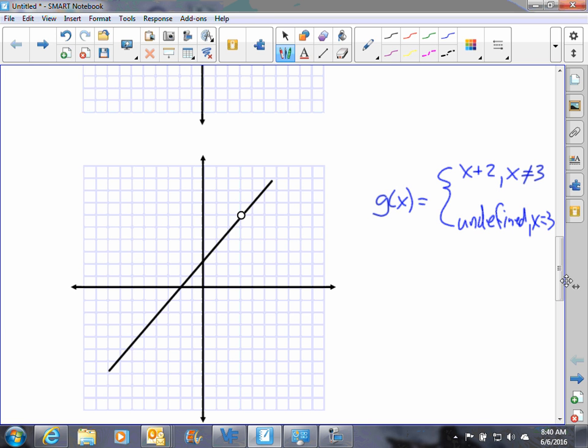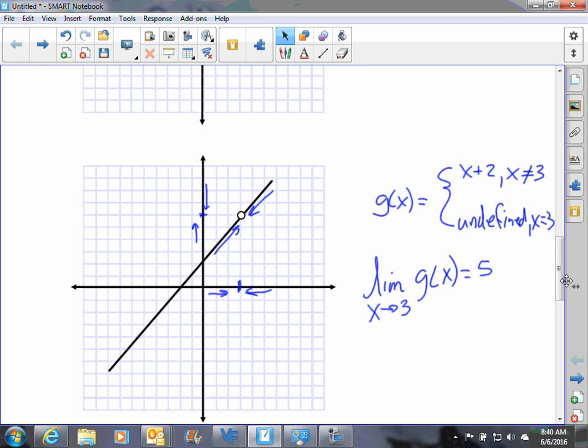Now, once again, notice as we approach 3 from the left, the function approaches this particular open circle, and so actually the value is approaching 5 from below. As we approach 3 from the right, the function approaches this open circle, and so the value approaches 5 again. And since we're not actually looking at 3, we determine that the limit as x approaches 3 of g of x is 5.